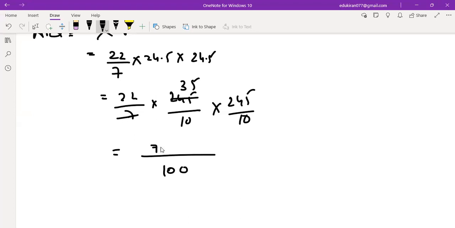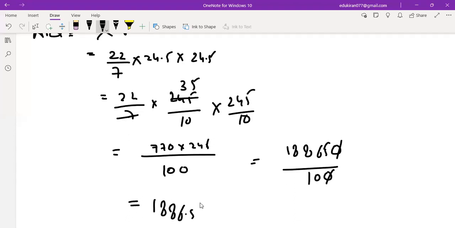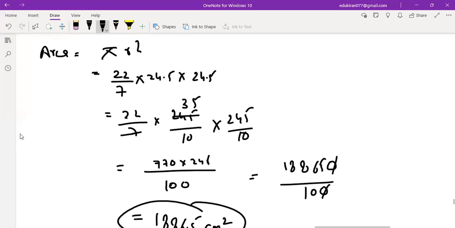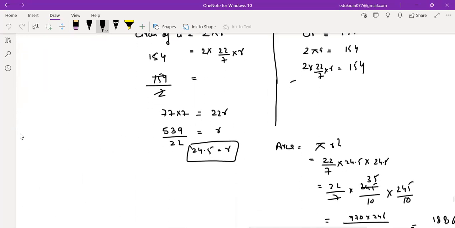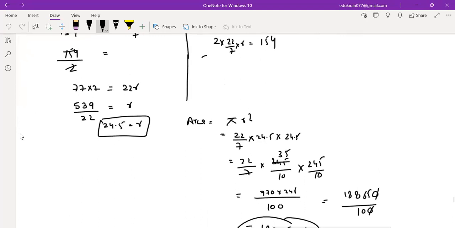Yes or no, students? So you will get 188650 by 100. You can cut 0 and 0 and get 1886.5 centimeter square. Got it? So those who haven't done it, quickly note it up. Okay.